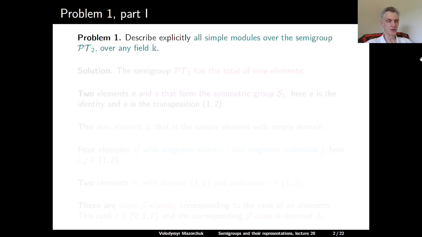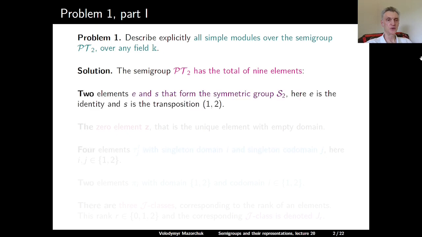Let's recall that PT2 is the semigroup of all partial transformations of the set {1, 2} with two elements. Solution. The semigroup PT2 has a total of 9 elements. We have two elements E and S that form the symmetric group S2. So E is the identity on {1, 2}, and S is a transposition of 1 and 2.